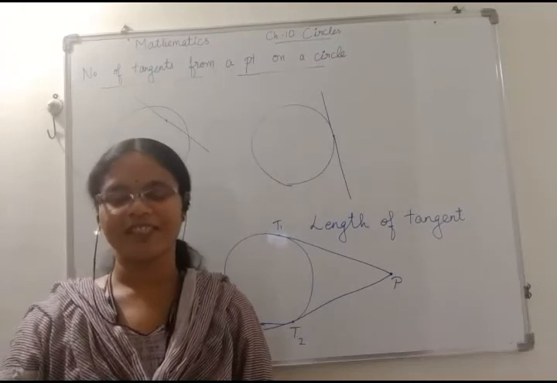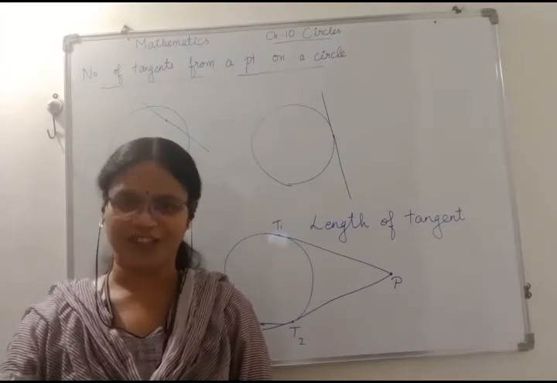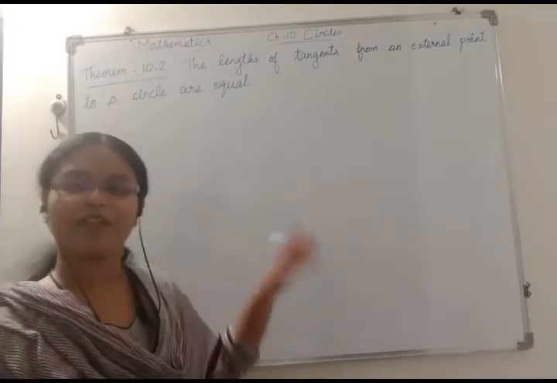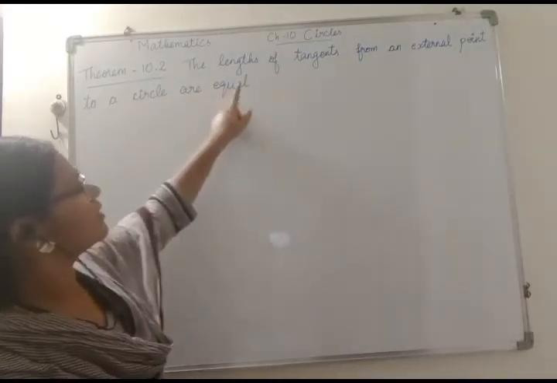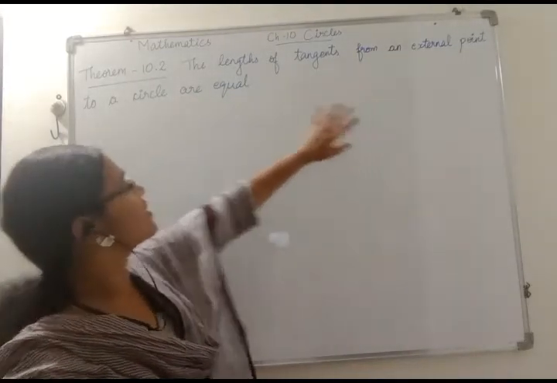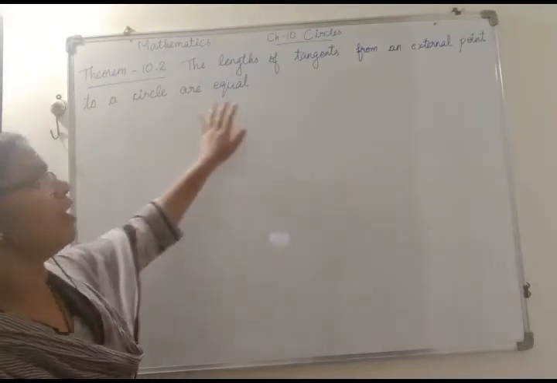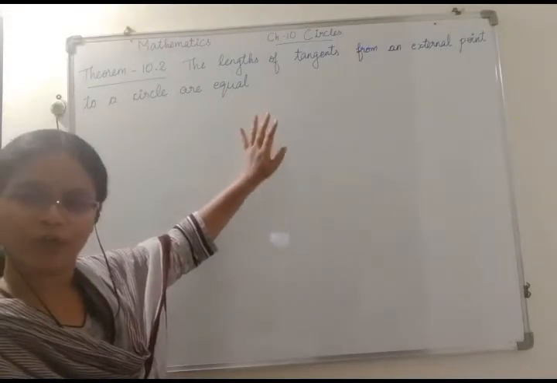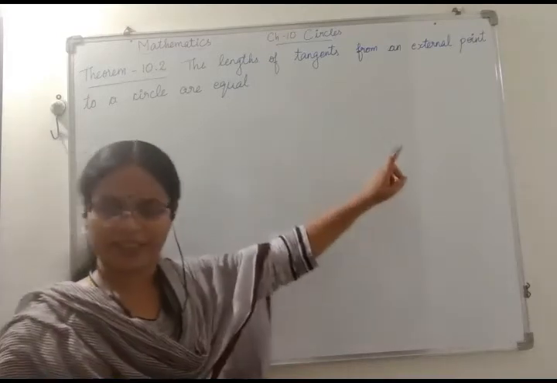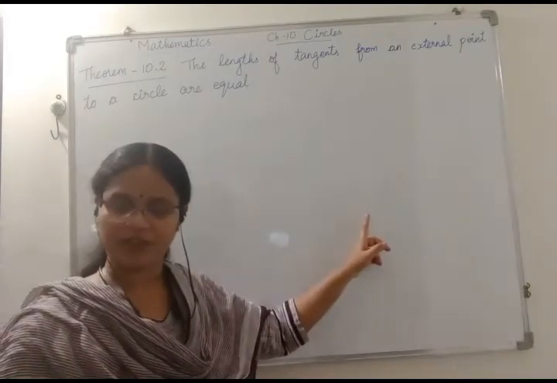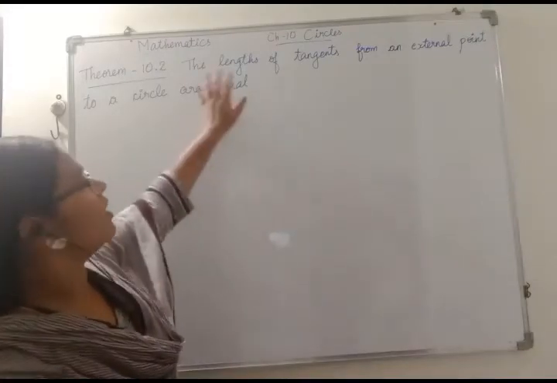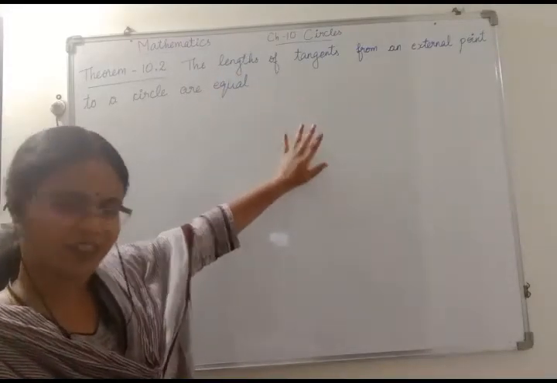Now, we will see a theorem on length of tangent. Theorem 10.2. The statement is, the lengths of the tangents from an external point to a circle are equal. So, we are going to have tangents from an external point to a circle. I told you that is called the length of the tangent. They are equal. That's what the theorem statement is.